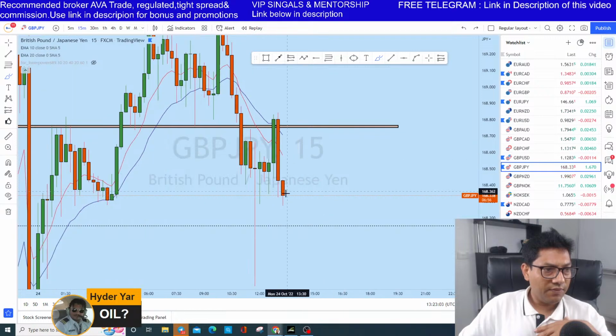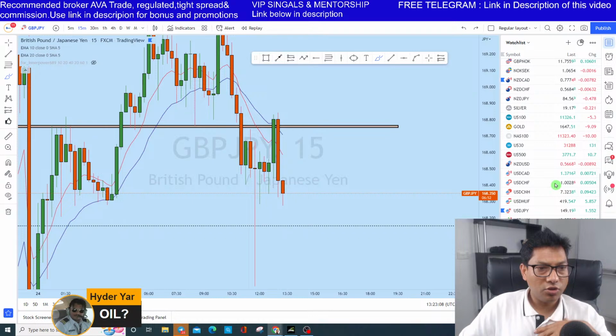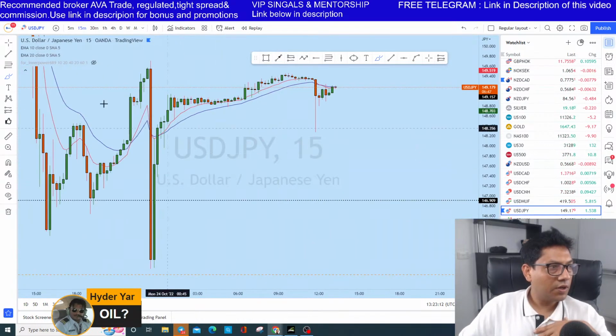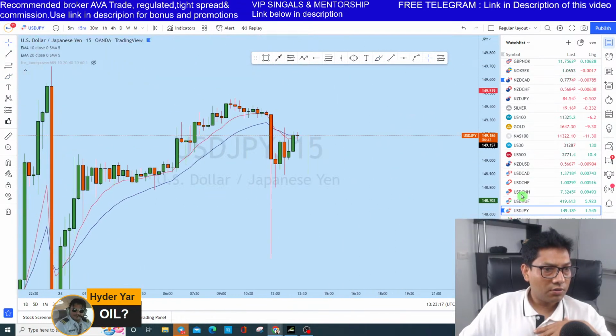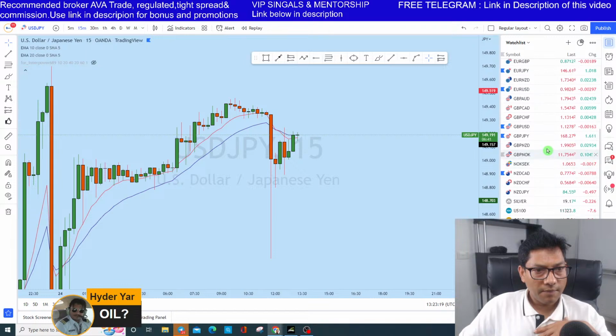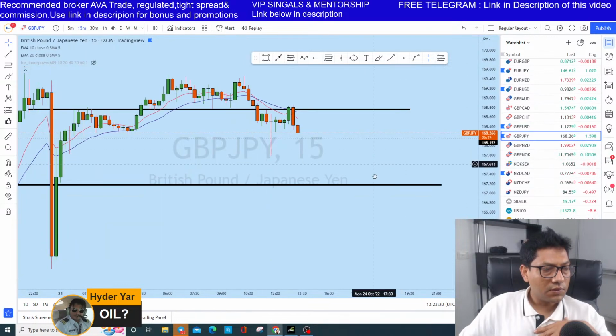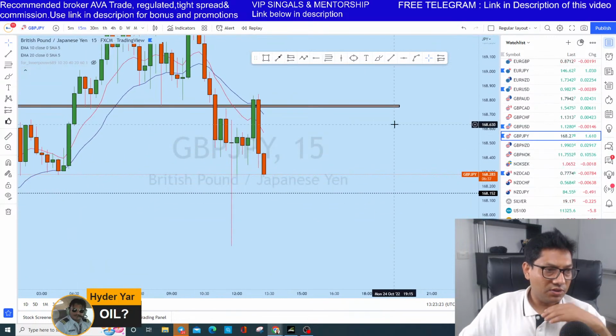That is giving us some selling opportunity, but as I told you, we have open dollar yen, so hopefully they will follow each other. I'm expecting some weakening in the dollar. But as I told you, the GJ has a very strong movement.